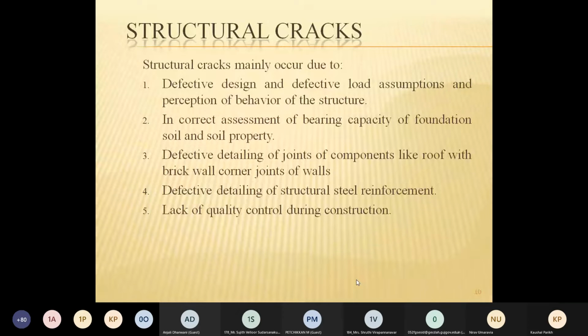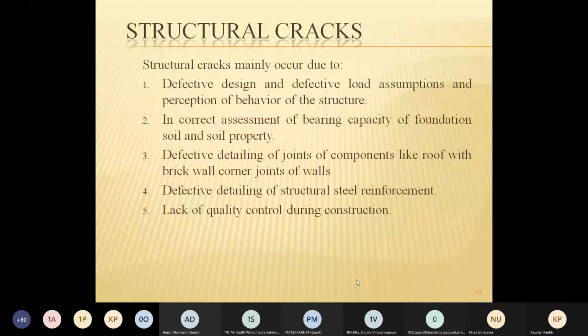Obviously, there are certain assumptions given in the codal provisions. We may have interpreted something wrongly and taken certain wrong data, under which the load will come on the higher side, and because of that, structural cracks will occur. It is also possible that there is a misperception of the behavior of the structure. The behavior may change because of a higher load or a change in the user conditions.